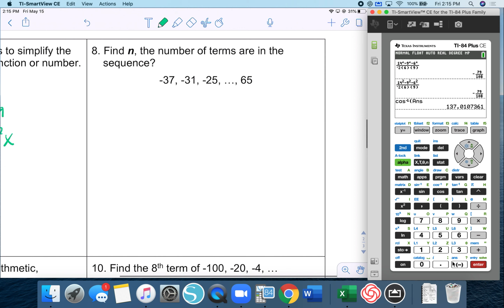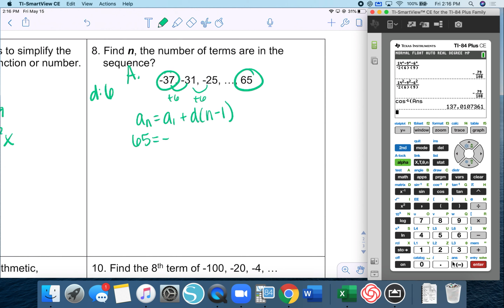Number 8, find the number of terms that are in this sequence. So first, if I look, they are adding 6, adding 6. So my difference is going to be 6. This is going to be an arithmetic sequence. So an equals a1 plus d times n minus 1. An is 65 because that is the last term. A1 is 37 because that's the first term. My difference is 6. And then we don't know n.